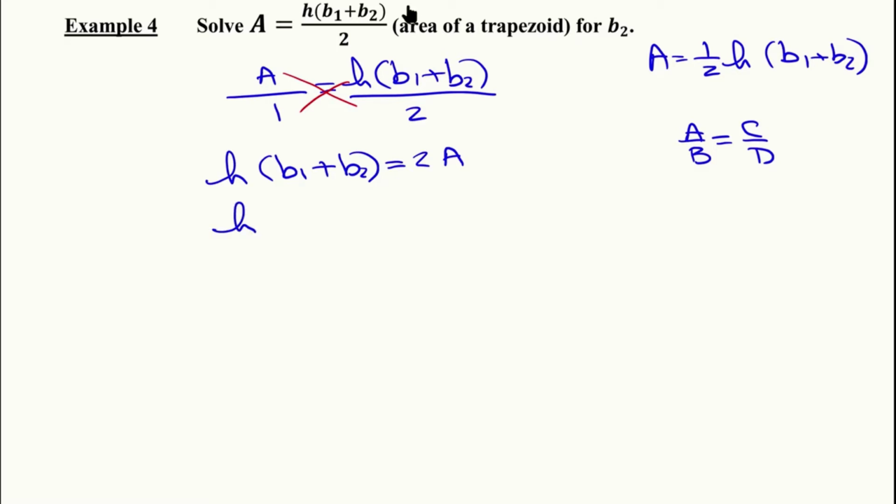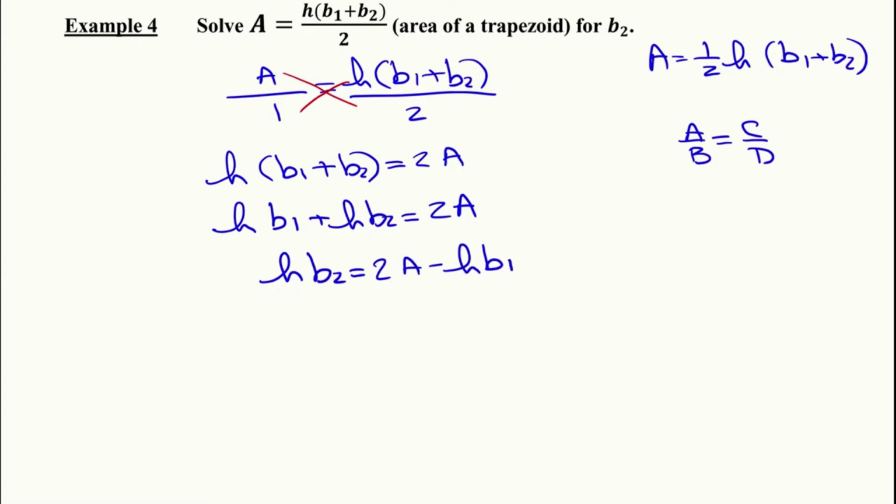h. Notice that the b1 here is trapped. There are a couple of ways of dealing with this. I'll show you both. One way is to distribute the h. So we get h b1 plus h b2 equals 2A. Notice that we can now go ahead and start isolating the b2. So we move the h b1 to the other side. So we get h b2 equals 2A minus h b1. Now we can just divide both sides by h and we should be good to go.